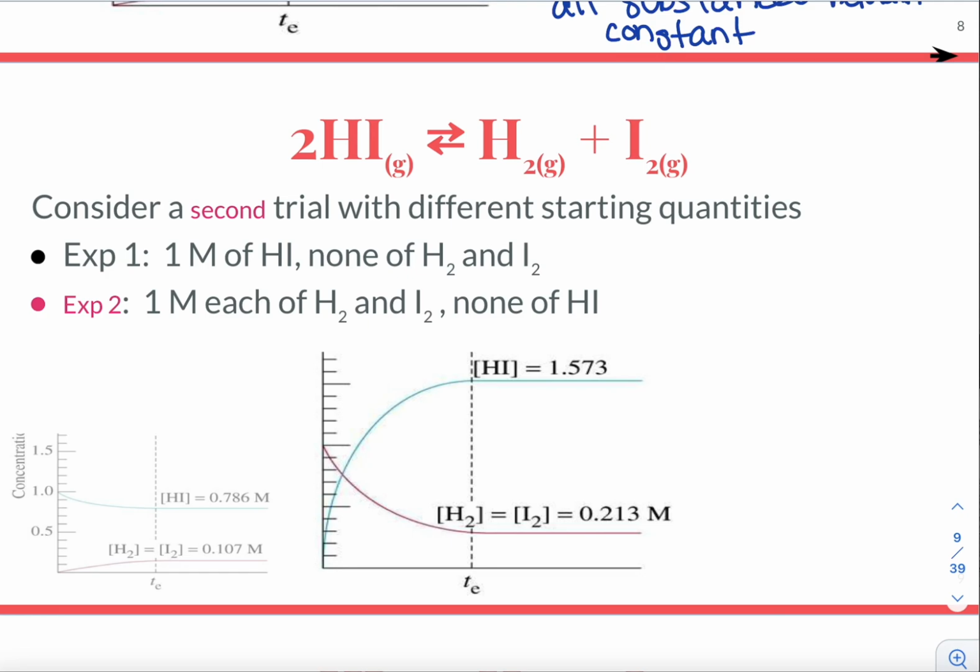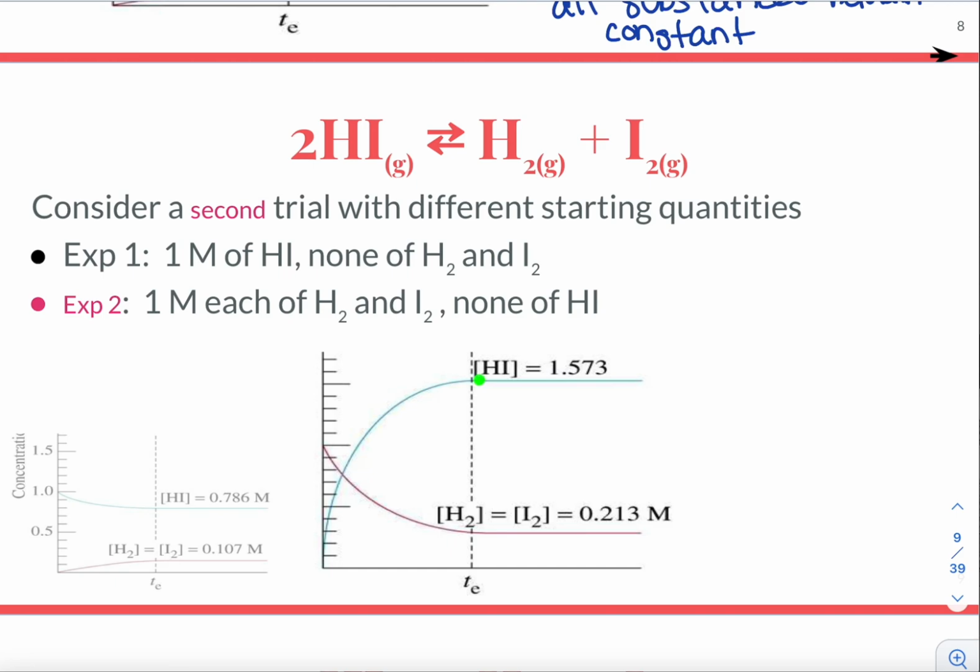Now here, at time 0, we only have the products. So the opposite's going to happen. The products are going to go down as the reaction happens, and the reactant will go up because we need to create some of it.